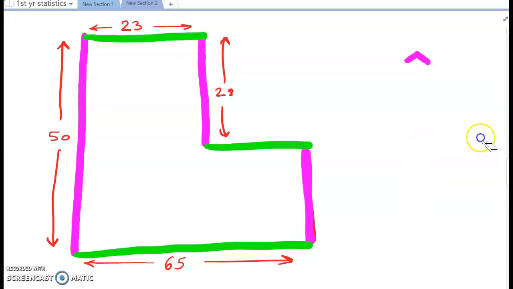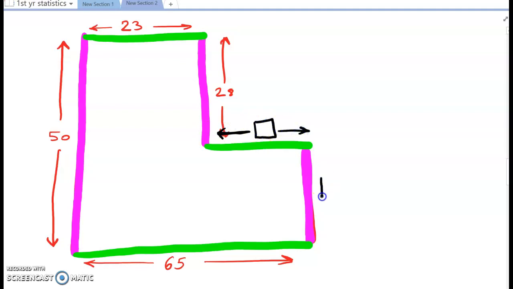Okay, what do I do next? Now that I've done that, I'm going to try and find the missing sides. Well, let's see where they are. I have this side. I have this side. I have this side. I don't have this side. This is blank. I need to find it.